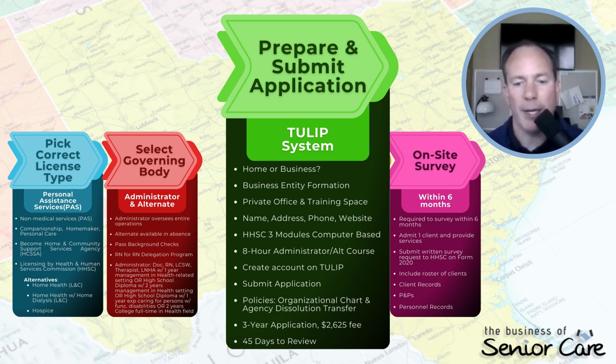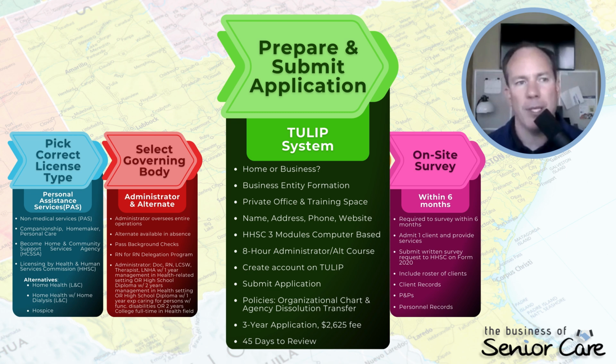So we talked about creating an account on Tulip. Next, when you have all the information for your application filled out, you're going to submit that application through the Tulip system, which is then going to start to be reviewed by HHSC, where they have a 45-day deadline to complete their review and then respond to you. And they do require 2 policies for you to submit with your application. You have to have your organizational chart or organizational structure written out or in visual format for them to review.